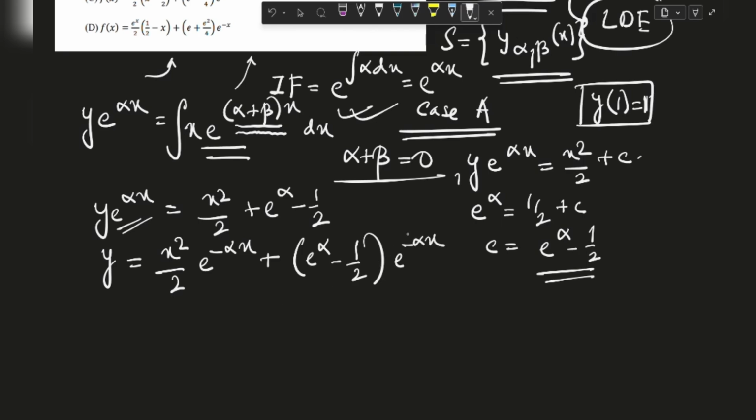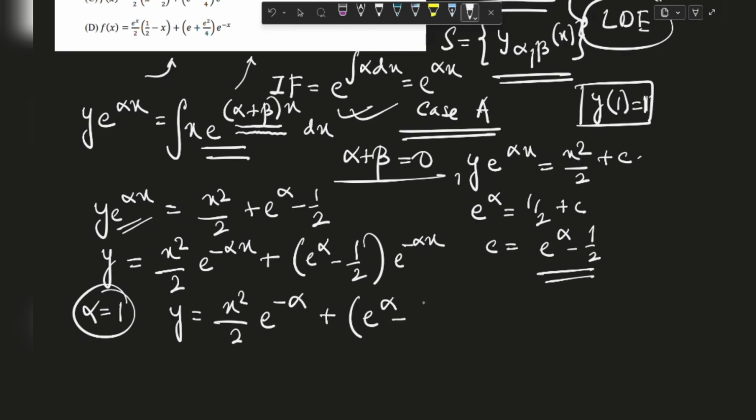Now this is in terms of alpha, but thing is that we don't have anything given singularly in terms of alpha. So let's take something general, I guess. Let's take a hit and trial. Let's put alpha equal to 1 and see what happens. So y equal to x square by 2 e power minus x plus this thing becomes e power alpha minus half and e power minus x. Okay, not alpha, I'm sorry, x.